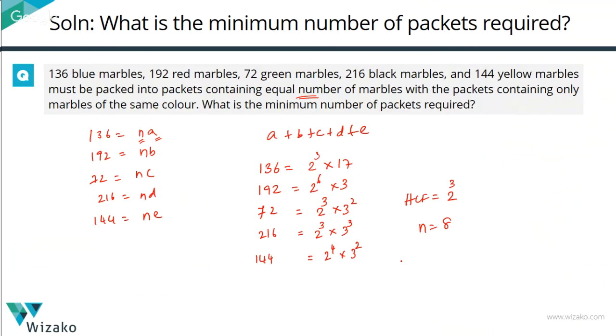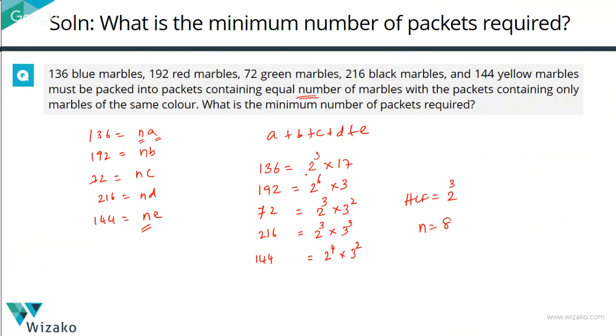Now n. N is what? The number of marbles that you find in each of these packets. There's a good chance 8 is going to be choice number 1 if it is presented to you as a multiple choice question. The question is not about how many marbles went into each packet. It is about what is the least number of packets that you can have.